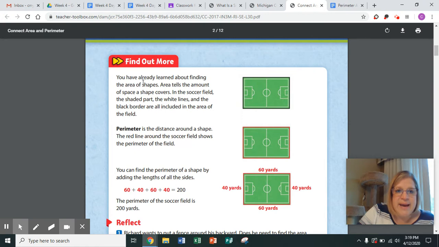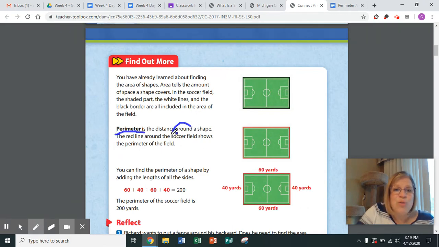So this next page says you've already learned about finding the area of a shape. Area tells the amount of space a shape covers. In the soccer field, the shaded part, the white lines, and the black border are all part of the area inside that soccer field. The perimeter, right there, perimeter is the distance around a shape. Okay, so that's that red line they made going all the way around that shape.